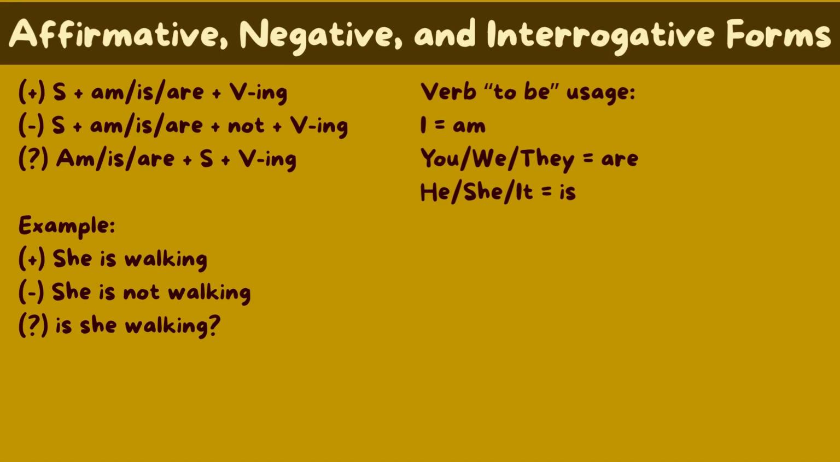Now let's review the verb "to be". Use am with I, use are with you, we, and they, and is with he, she, and it.